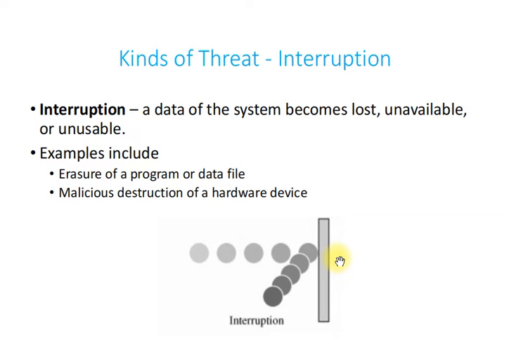Interruption, on the other hand, is when data of a system becomes lost, unavailable, or unusable. Examples include erasure of a program or data files, and malicious destruction of a hardware device. These are examples of interruptions. The virus erases the program or a file, or there is destruction of a hardware device. That is an interruption in the normal operations of a computer.